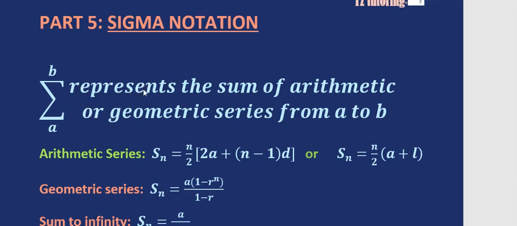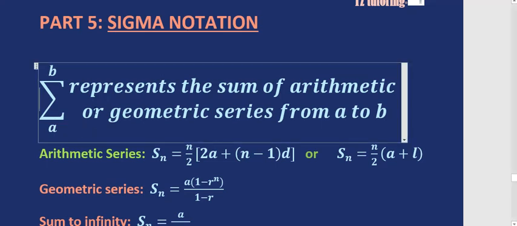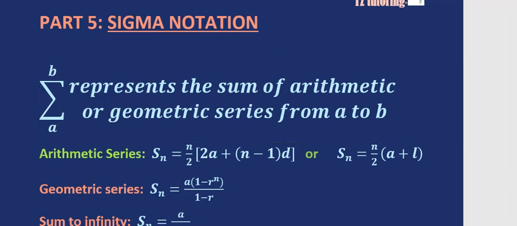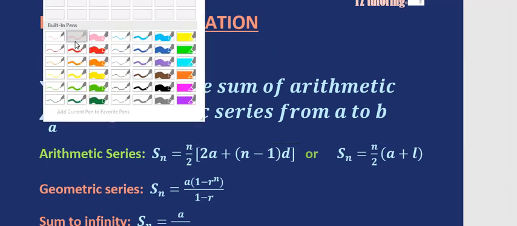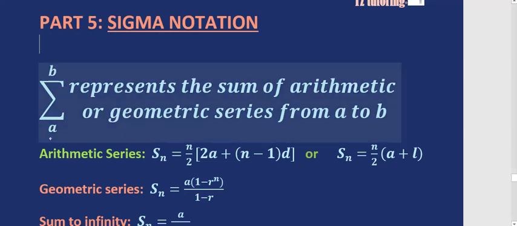Sigma notation is just a notation we use to indicate the sum of terms in a sequence. If you look at the sigma notation here, it indicates the number of terms, in this case from term A to term B.